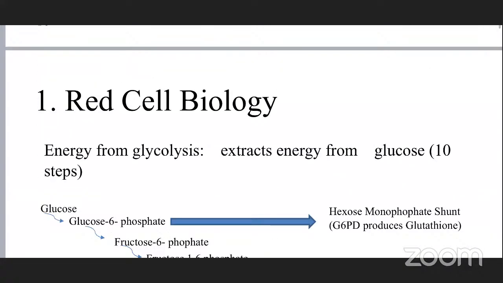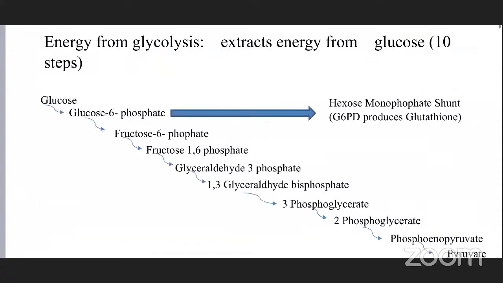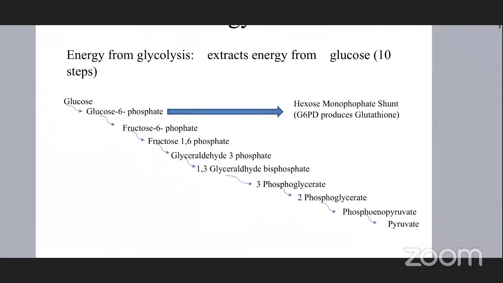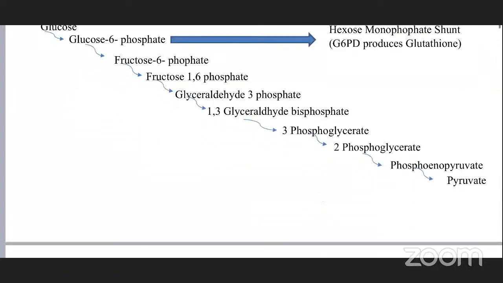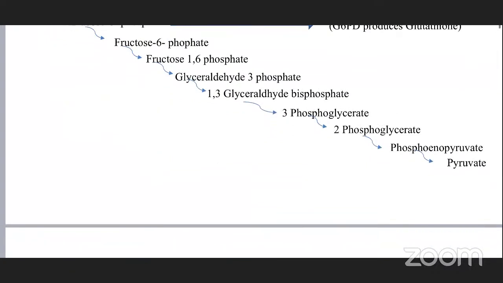Then we have, sorry, I will make it clear. Glycolysis extracts energy from glucose in 10 steps. The vertical direction leads to the hexose monophosphate shunt, where G6PD produces glutathione, and the cycle ends with the production of pyruvate.